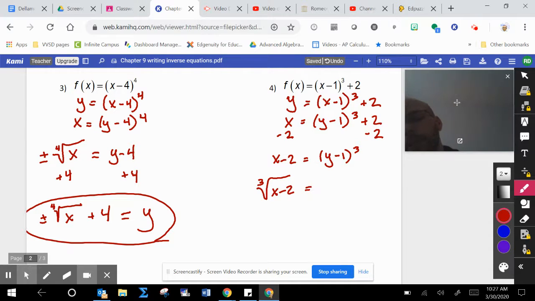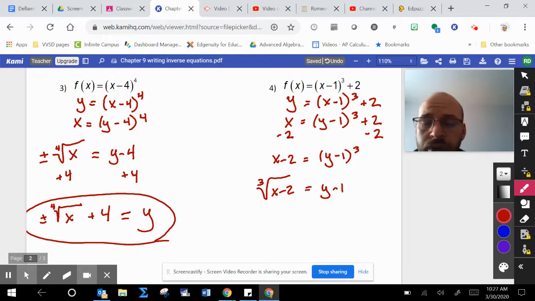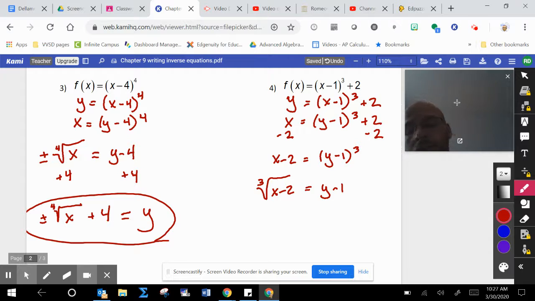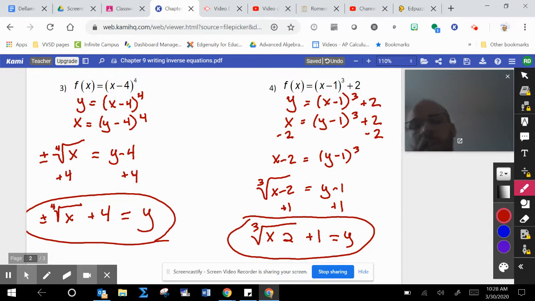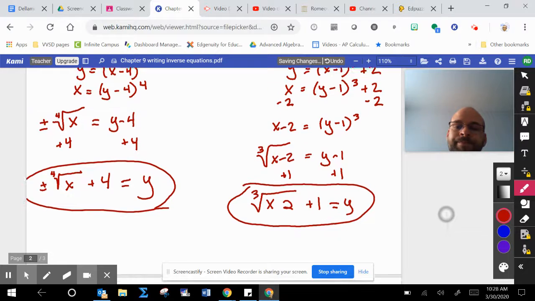root of both sides. That gets rid of the exponent on the right. You do not need a plus or minus. It is an odd radical or an odd index. So the only last step I would have to do would be to add the 1. I have a cube root of x minus 2 plus 1 on the outside is equal to y. Okay? And that would be the inverse equation.